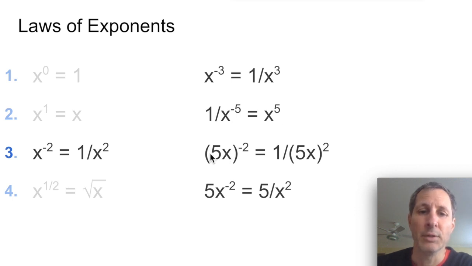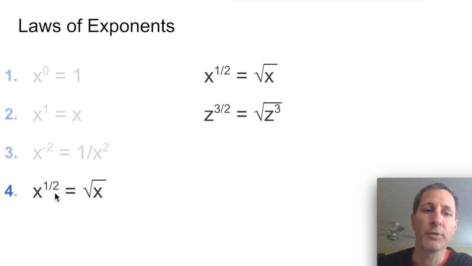And we're doing the same thing here. 5x is inside parentheses to the negative 2 power. So we can move 5x to the 2 power to the denominator of the fraction and change the sign to a positive 2. And in this last example, 5x to the negative 2, there are no parentheses around the 5. So in this case, the exponent, negative 2, only applies to the x. So when we take away the negative sign, only the x squared moves to the denominator of the fraction. So we get 5, which remains on top of the fraction, 5 in the numerator divided by x squared.